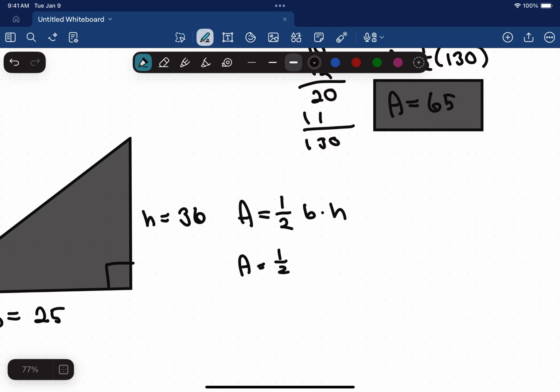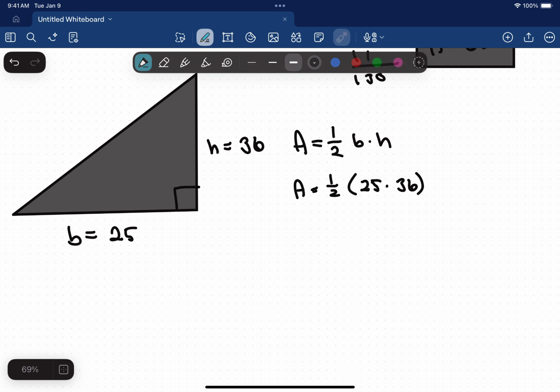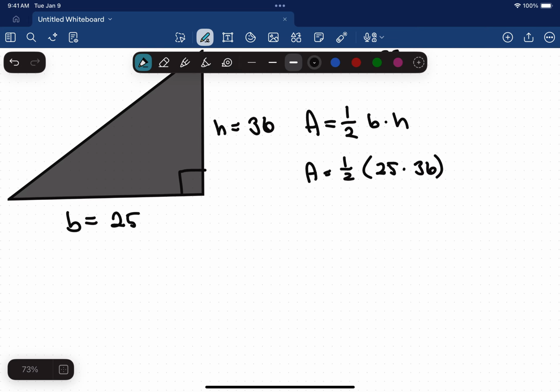Area is equal to 1/2 base, which is 25, times 36. We're going to multiply these two together. So 25 times 36: 5 times 6 is 30, carry the 3. 5 times 3 is 15, plus 3 is 18. Then 2 times 6 is 12, 2 times 3 is 6 plus 1 is 7, and that's going to be 900. Let me just double check my math if that was correct.